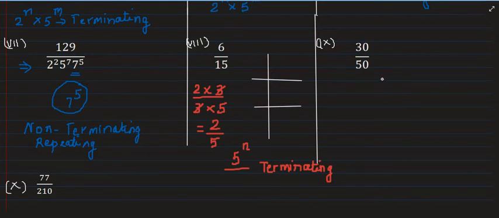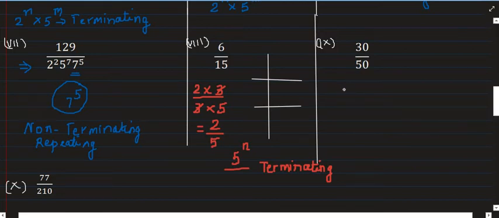Okay, now in the next one, the given number is 30 by 50. If you observe, we can write 30 as 3 times 10 and 50 as 5 times 10. So in the simplified form it will be 3 by 5, and the denominator is in the form of 5 raised to the power n, so it will also be a terminating decimal number.